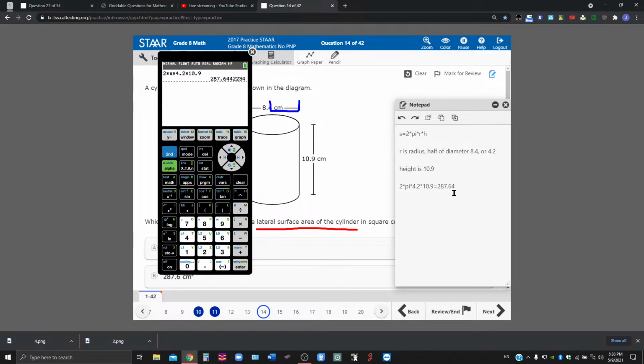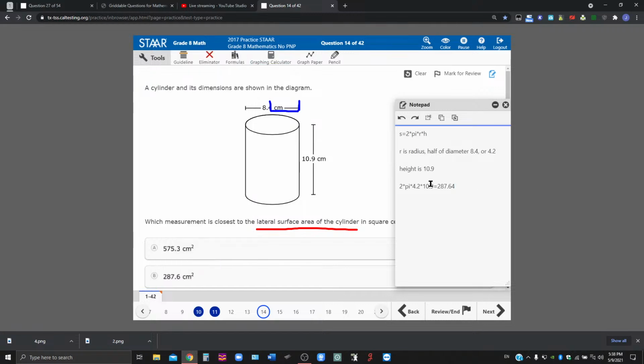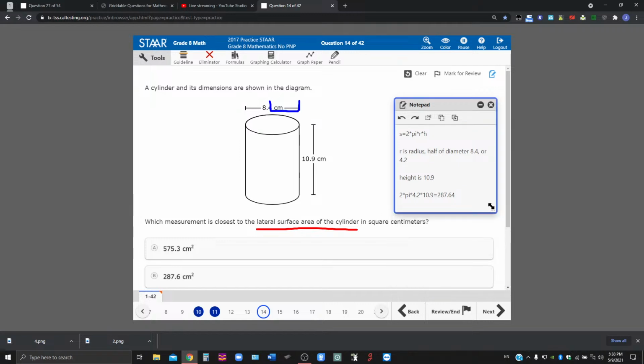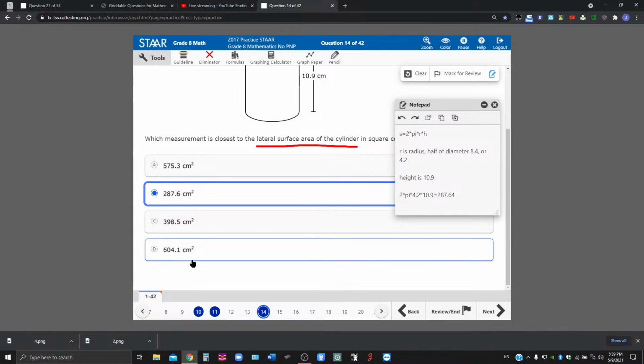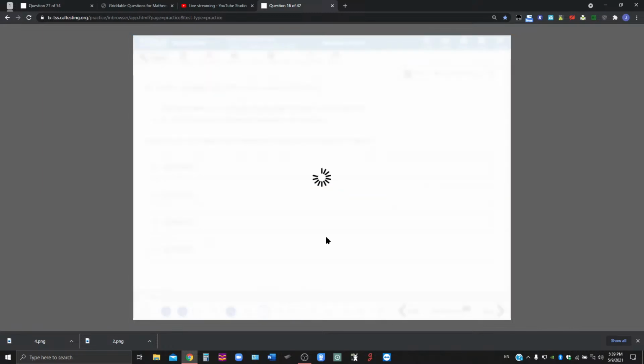And we write it down with our notes so that we have all the steps there. And let's see which one gave us the answer, and that's going to be B, right? So use a calculator. This is how we use a calculator. Let's do another one.